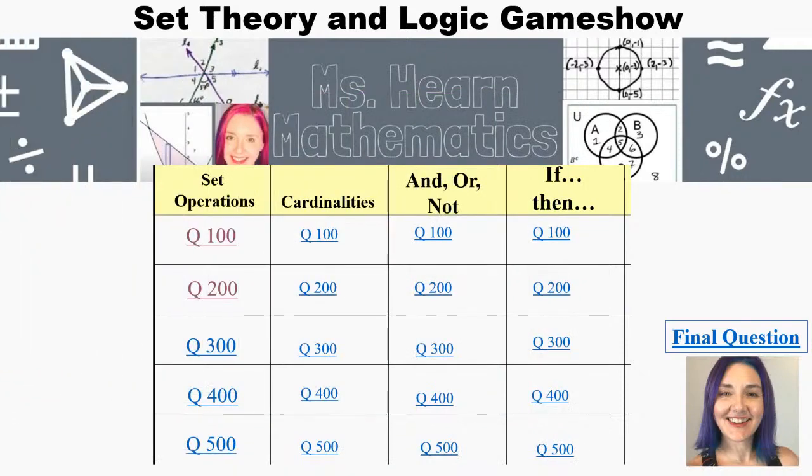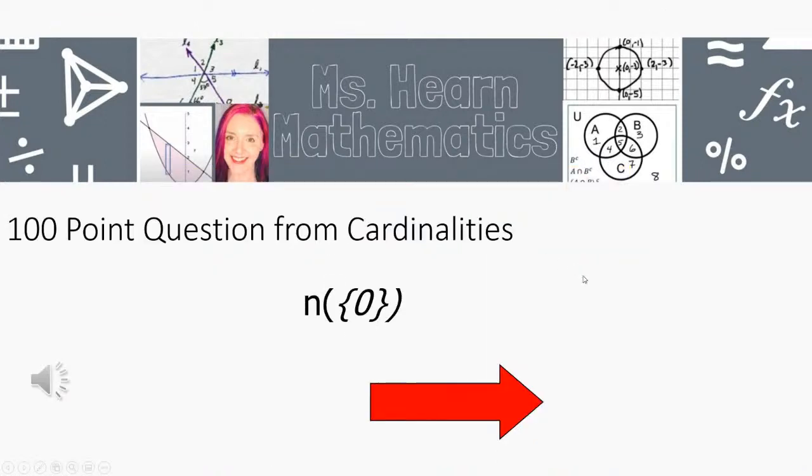Okay, cardinalities for 100. Let's see what we got here. Usually these $100 questions are quick. All right, so what does n of the set containing 0 equal? What's the value of that? I'm looking for a number.